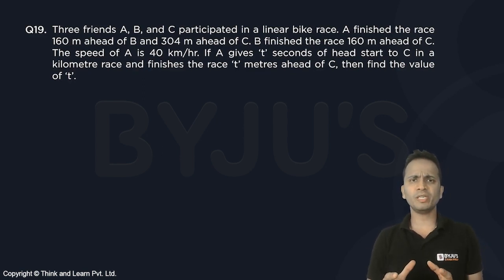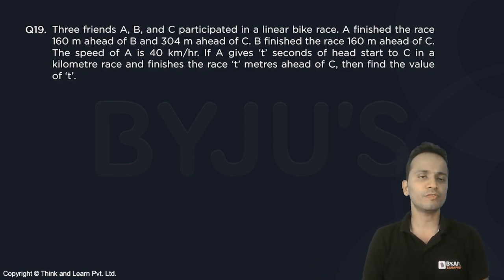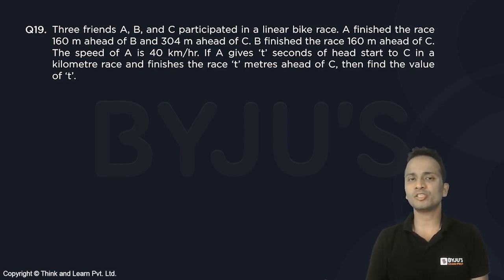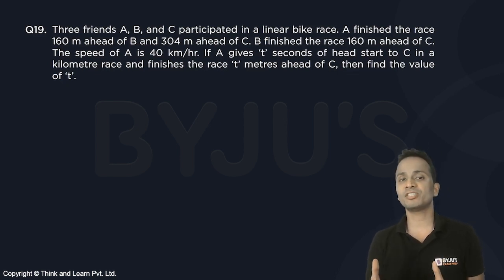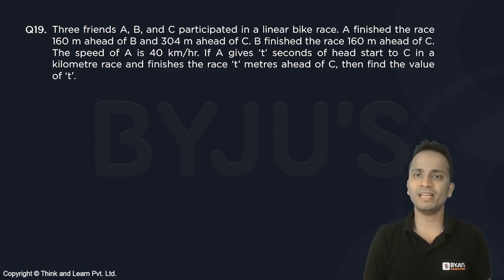So using that, you'll be able to find out the distance traveled by A, B, and C, which will give you the ratio of the speeds of A, B, and C. Now, speed of A is given, we'll calculate the speed of C, and then we'll find out if A gives a t second head start to C in a kilometer race and finish the race t meters ahead. So in that scenario, what will be the value of t?